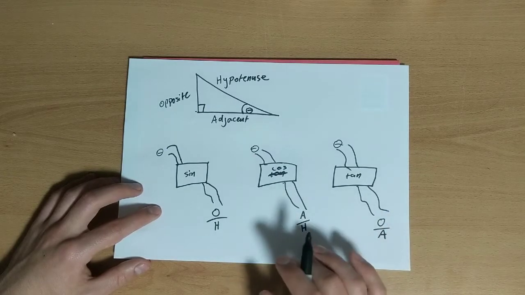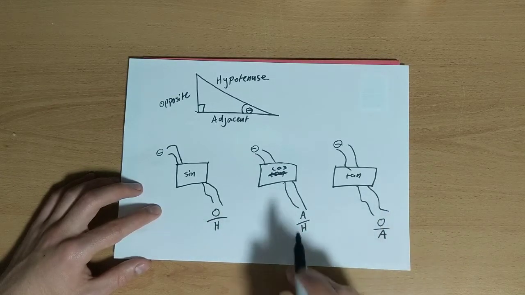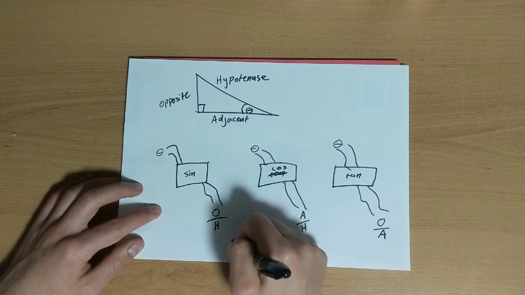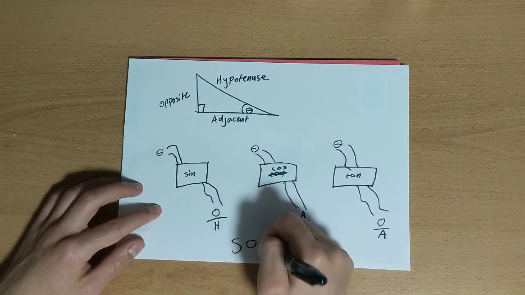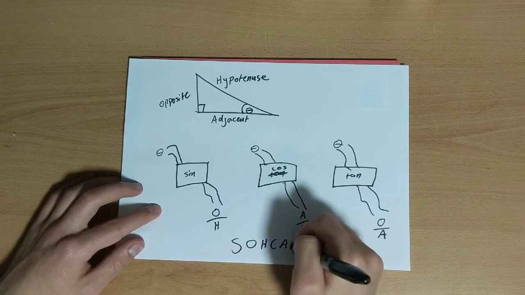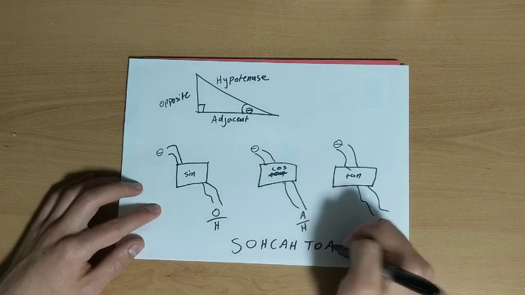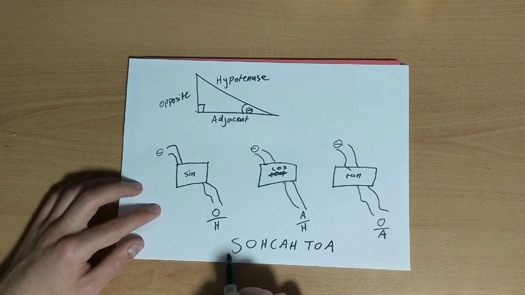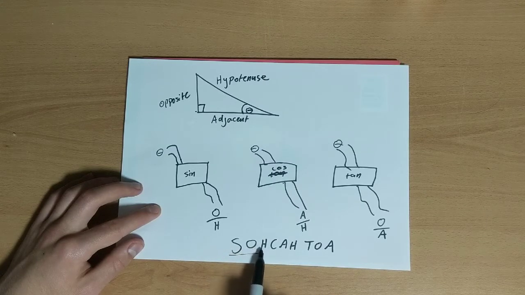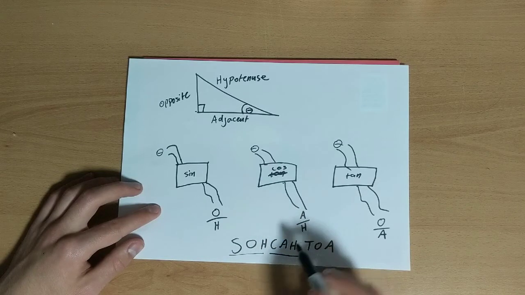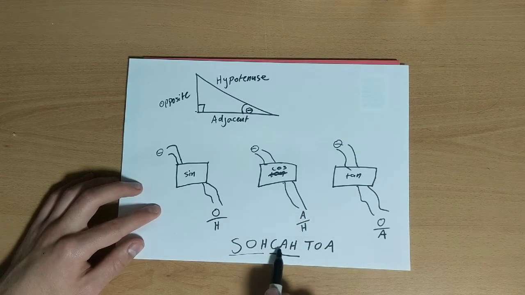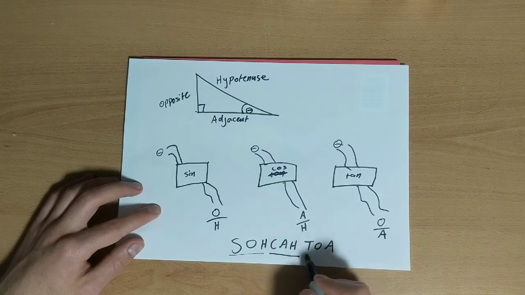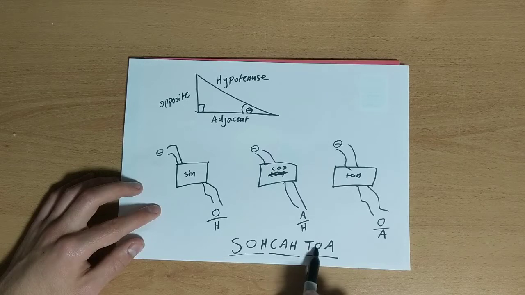And you all know where I'm going with this as well. We can summarize this in an easy to remember way using the mnemonic SOHCAHTOA. SOH telling me that the sine of the angle is the ratio of the opposite to the hypotenuse. CAH telling me that the cosine of the angle is equal to the adjacent over the hypotenuse. And TOA telling me that the tangent of the angle is equal to the opposite over the adjacent.